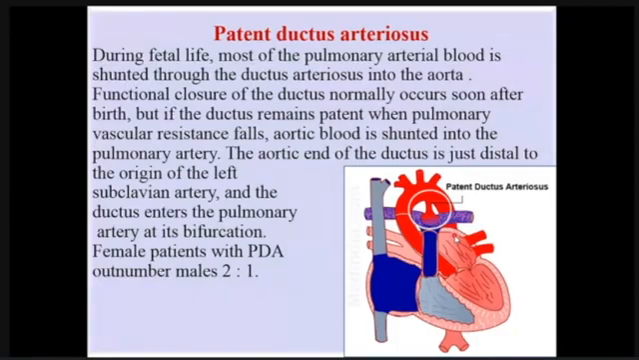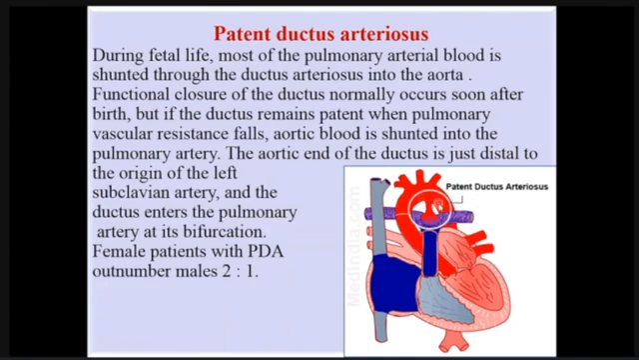The second topic is patent ductus arteriosus. You remember in the first lecture we said the ductus arteriosus during fetal life plays an important role in shunting the pulmonary blood into the descending aorta, because there is no pulmonary blood flow and there is high pulmonary vascular resistance. After birth, when the pulmonary vascular resistance falls and pulmonary blood flow starts, there is no need for the ductus and it will close spontaneously during the first few days of life. In some cases, it will not close, and here it is called patent ductus arteriosus.